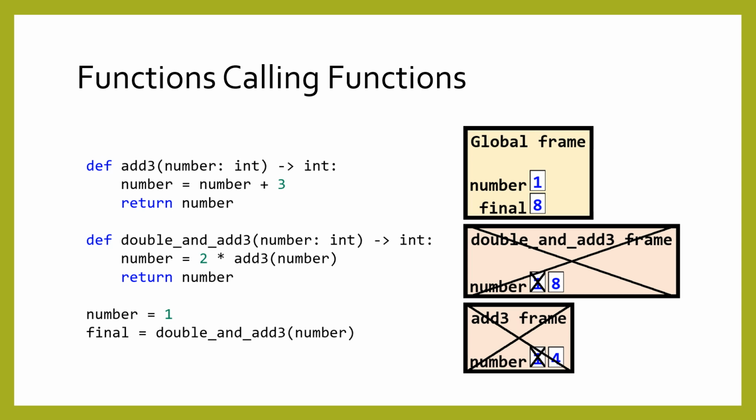Each function's call frame is separate from all other frames, even if they come from the same function or have variables with the same name. In the stack frames shown here, you can see that the number variable has different values in the different scopes at the end of the program. You can also see how some scopes have expired, resulting in their call frames being crossed out. Their data is no longer available.